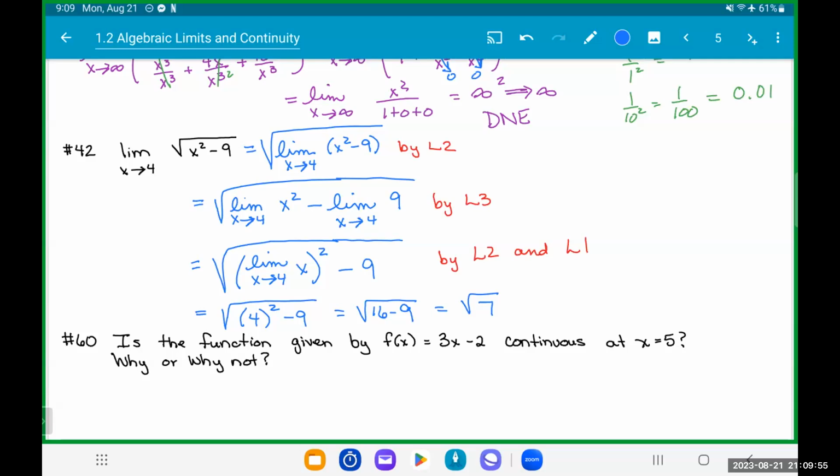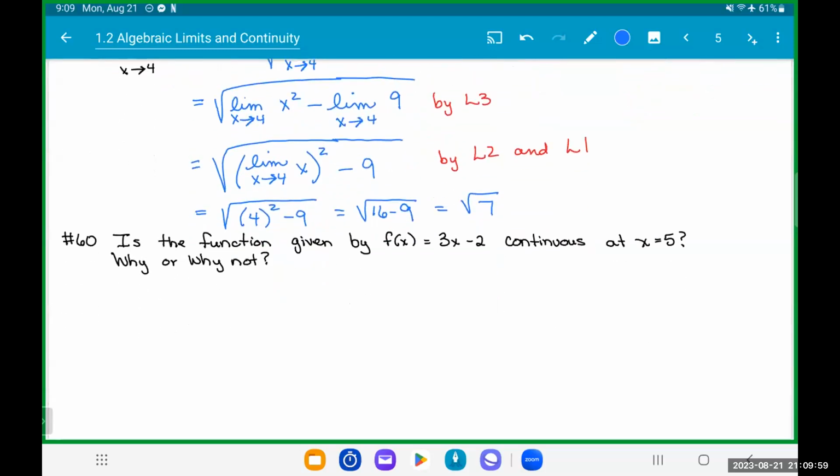All right. Now the last example here in this section is number 60: is the function given by f of x equals 3x minus 2 continuous at x equal to 5, yes or no? What we first have to do is find the function value when x equals 5. So the function evaluated at 5 is 3 times 5 minus 2. So that's 15 minus 2, which equals 13. Hence f of 5 exists.